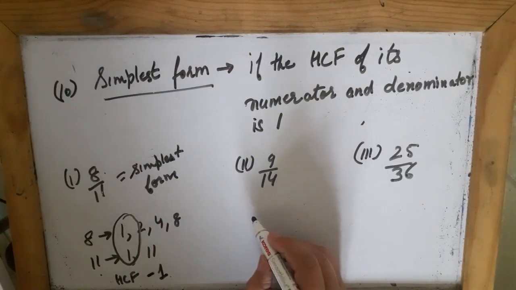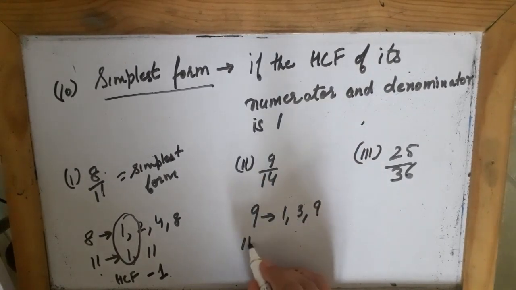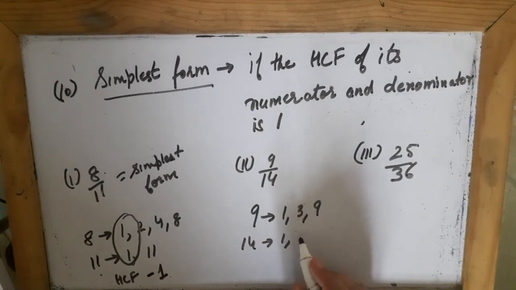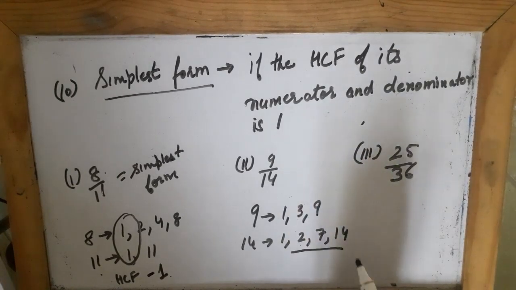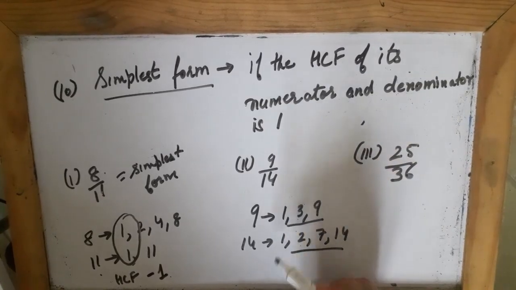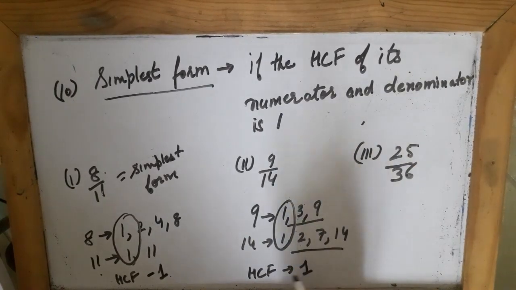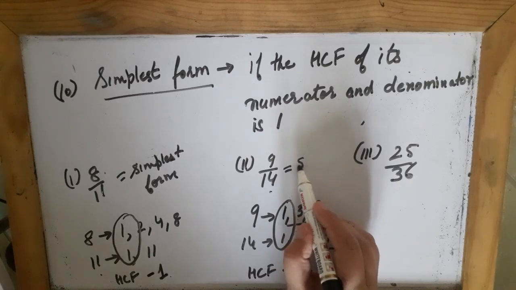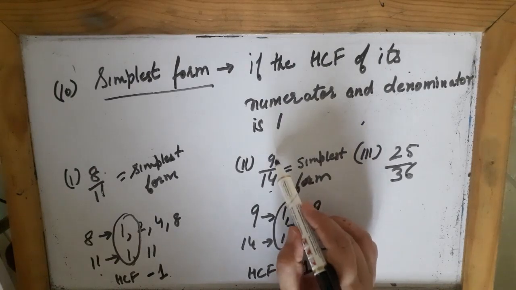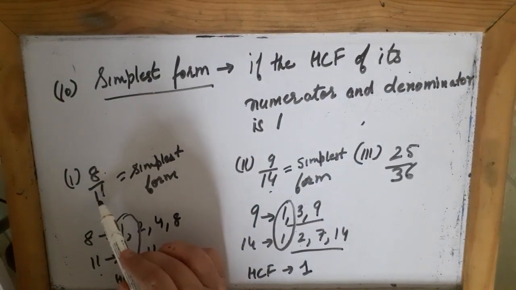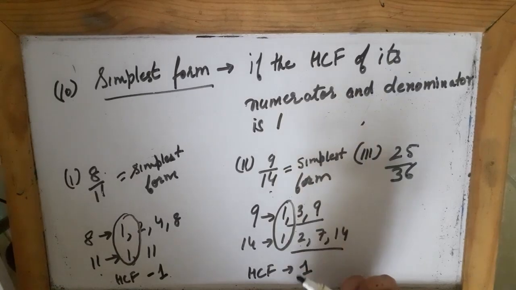Now let me do the other example. Take out the factors of 9. It's 1, 3 and 9. And what are the factors of 14? 1 14s are 14, 2 7s are 14. So these are the factors of 14 and these are the factors of 9. Which is the highest common factor? Only 1 is the common factor, so their HCF is 1, and these are in simplest form. Also you can see that you cannot reduce them. The fractions which I cannot reduce further are in the simplest form.